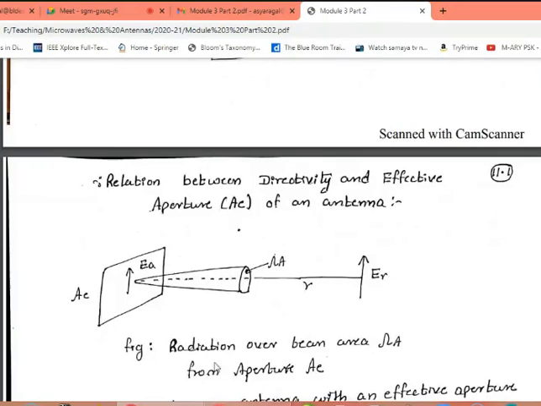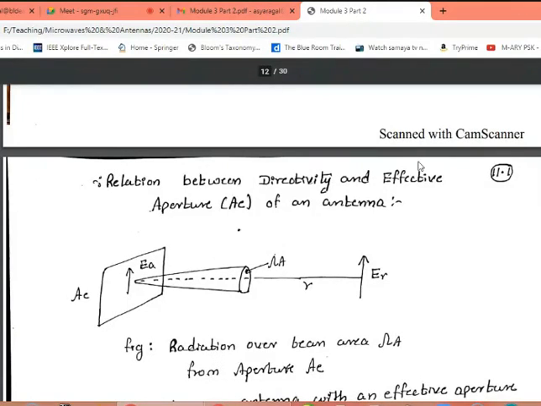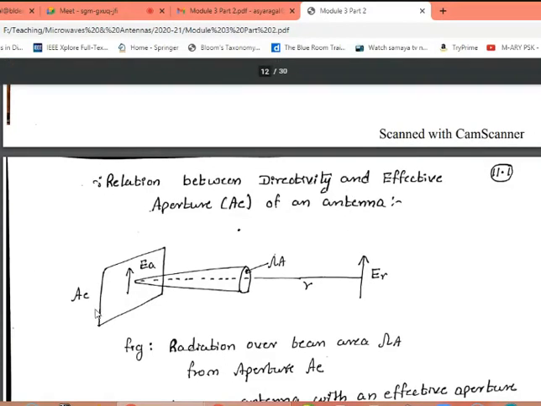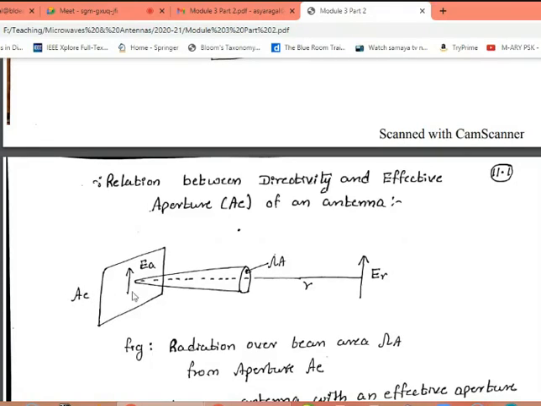Now let us understand the relationship between the directivity and the effective aperture of an antenna. This is the effective aperture, or effective area, of the antenna, represented by AE. The arrow pointing upward is the electric field at the aperture. This is the conical beam, and this is the distance R from the beam, with the electric field pointing upward at distance R.